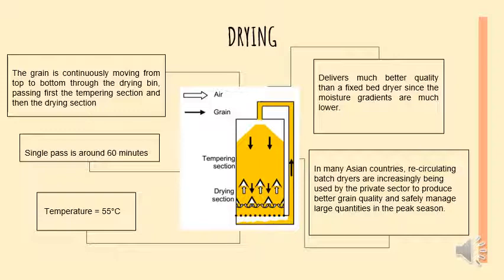The recirculating dryer is chosen because it delivers much better quality than a fixed bed dryer, since the moisture gradients are much lower. Many Asian countries are using these batch dryers because they are increasingly being used by the private sector. So the grain quality, or the product, will be high quality and safe to consume.